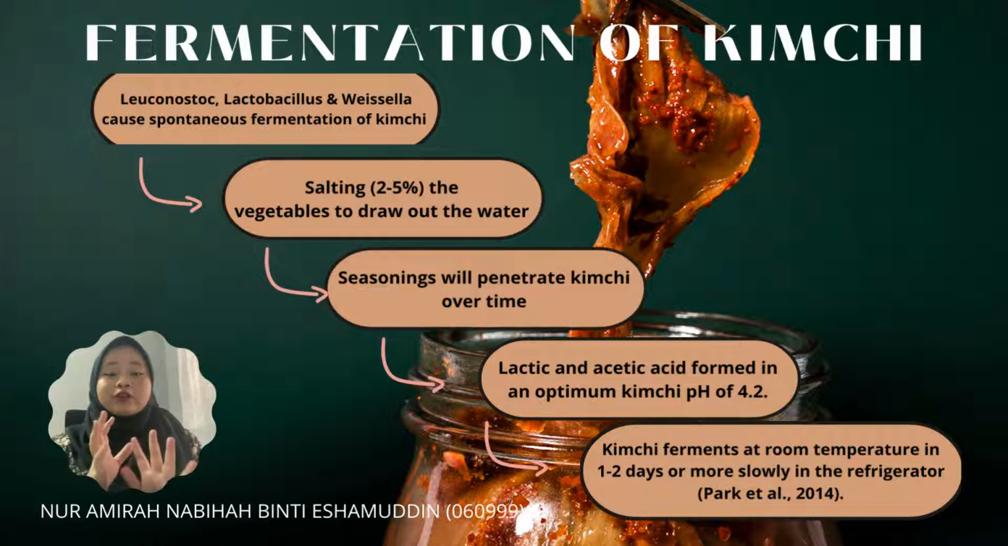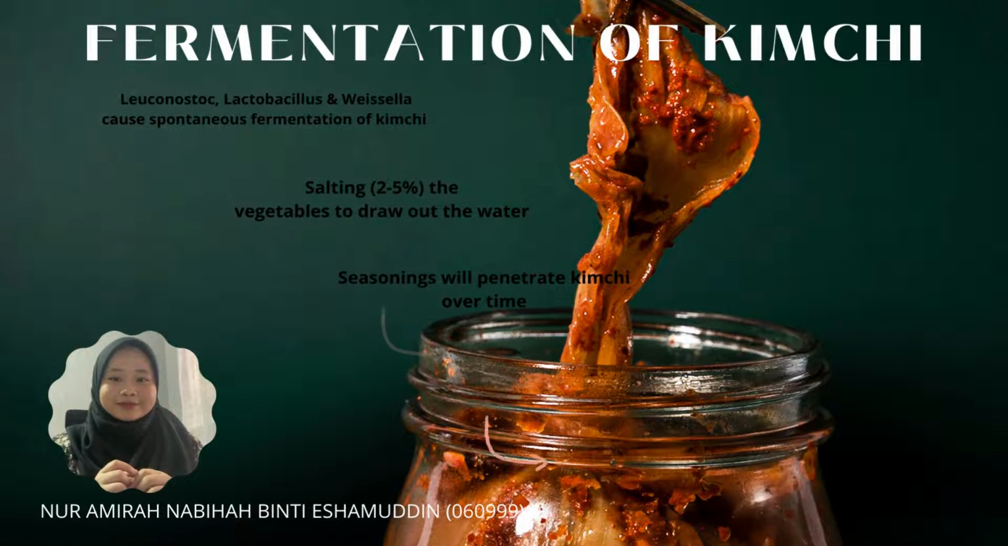First of all, Leuconostoc, Lactobacillus, and also Weissella from the raw ingredients will cause spontaneous fermentation of the kimchi. The salting process, at 2 to 5% concentration, will draw the water from the vegetables. Next, seasoning will be added and penetrate into the kimchi over time. Lactic and acetic acid will form at an optimum pH of 4.2, which is acidic. And lastly, kimchi will ferment at room temperature in 1 to 2 days, or mostly in the refrigerator.